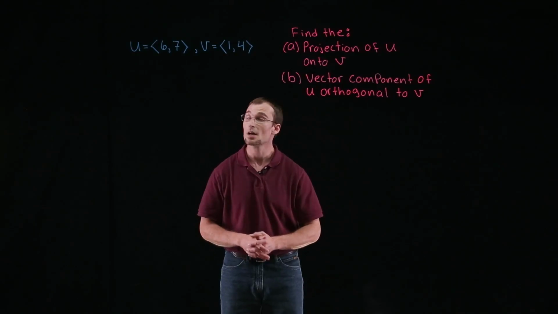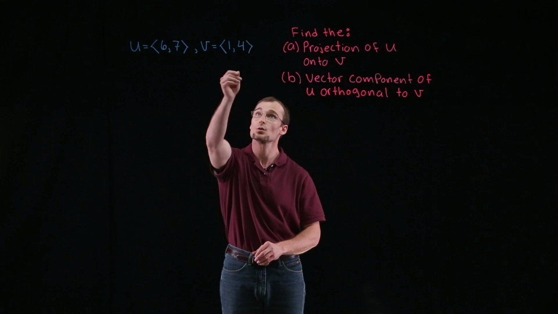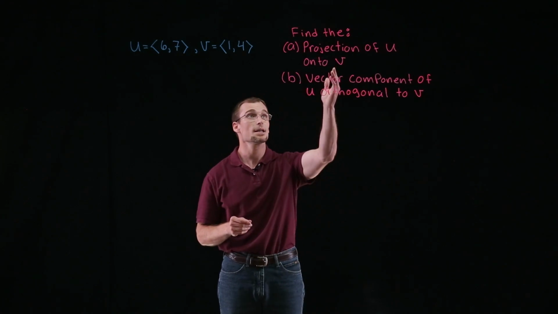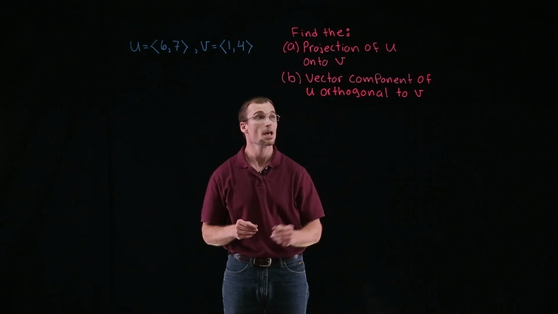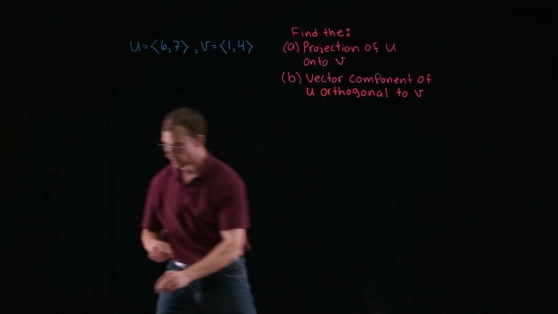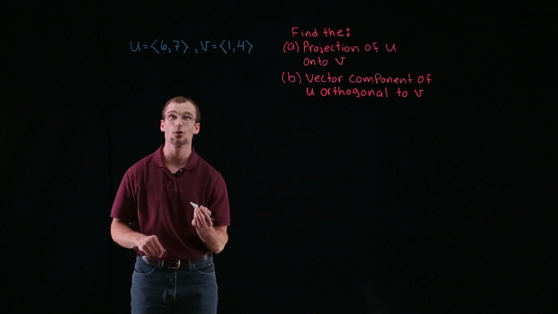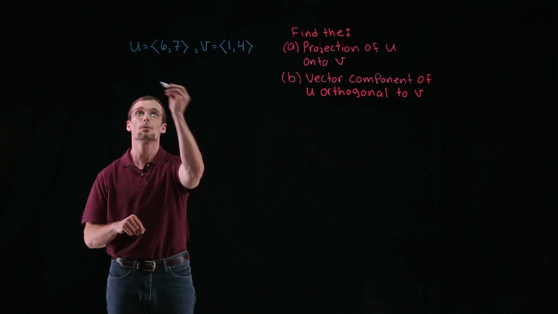Welcome everyone, I'm Adam. In this problem, for our given vectors u with components 6, 7, and v with components 1 and 4, we're going to be finding the projection of u onto v, and then the vector component of u orthogonal to v. So first let's remember what these projections and orthogonal components mean and where they come from.